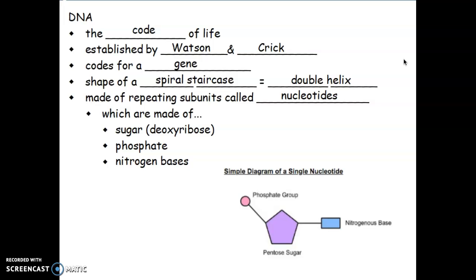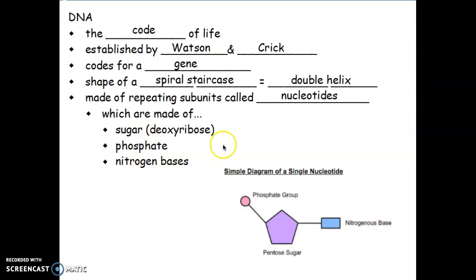But let's just review. DNA is basically called the code of life, and once they figured that out in the 50s, it was a really big deal. Initially, they only gave Watson and Crick credit, and it depends on what books you look in. Some people still do. DNA codes for a gene. It has the shape of a twisted ladder or spiral staircase, but the proper term is a double helix, and the subunits that make up DNA are nucleotides. Then a nucleotide is made of a sugar, a phosphate, and a nitrogen base.